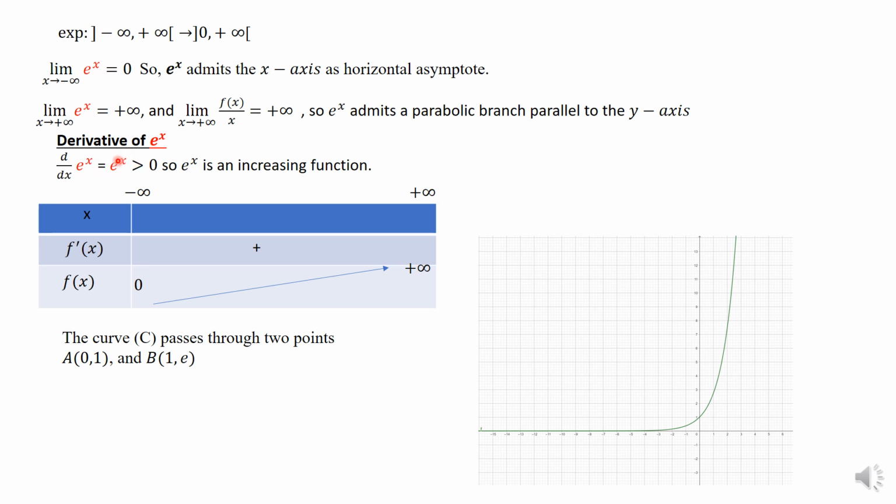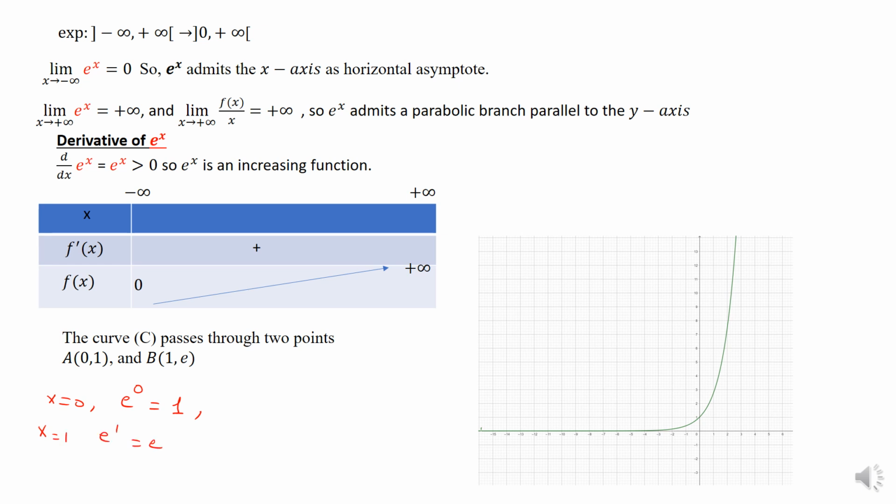You know, e^x is always positive. Its range is (0, +infinity). So e^x is always positive. The derivative is positive, which means that the function is increasing. So f(x) increases from 0 to plus infinity. The graph passes through the two points (0, 1) and (1, e). Why? Because if x is 0, e to the power 0 is equal to 1. If x is 1, e to the power 1 is e.